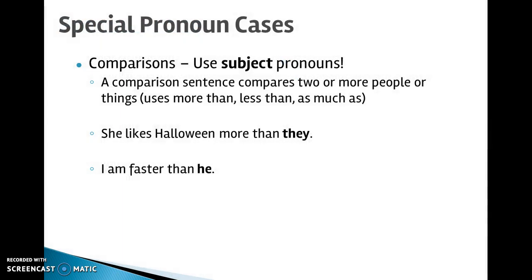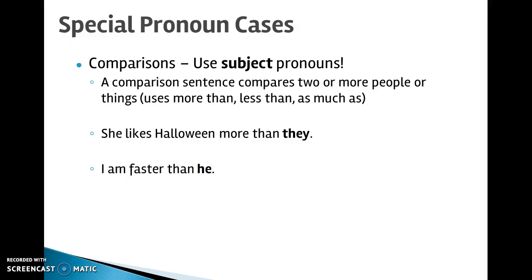One example is comparisons. You always use subject pronouns when you're comparing. A comparison sentence compares two or more people or things, and it uses a comparison phrase such as "more than," "less than," or "as much as." So technically you're supposed to use subject pronouns, so you would actually say, "She likes Halloween candy more than they," or "I am faster than he."